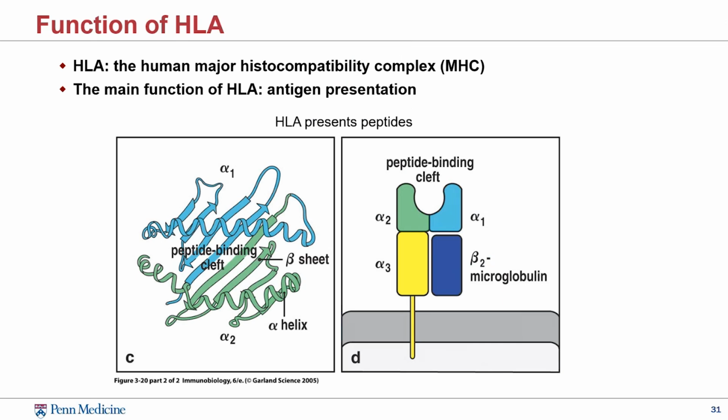Some of these can be kind of review, but I've talked about the function of HLA. So HLA is the human major histocompatibility complex, MHC. Sometimes you will see HLA and MHC used interchangeably. They're really the same thing. And as I talked about, the main function of HLA is antigen presentation. So this is the same view that I showed before. And again, this is what a T cell would see over here as it's trying to determine if the HLA molecule and the peptide in there is self versus non-self.